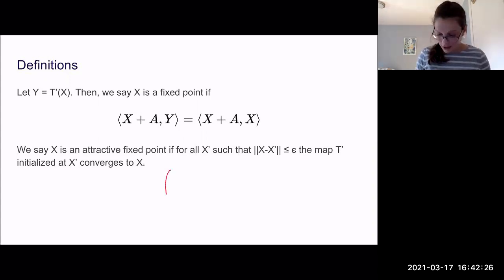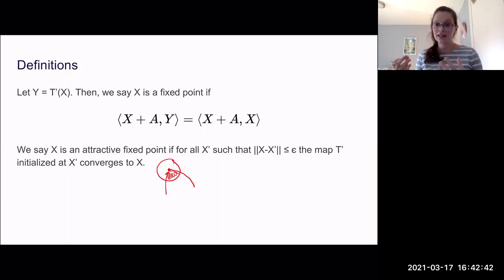So thinking back to the vertices, if we're sort of in this region here, we sort of expect to converge to that clustering. So we want to understand what are the attractive fixed points.